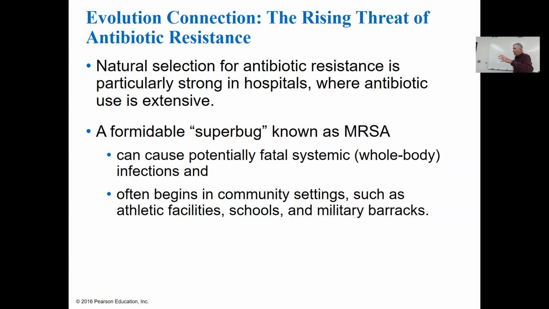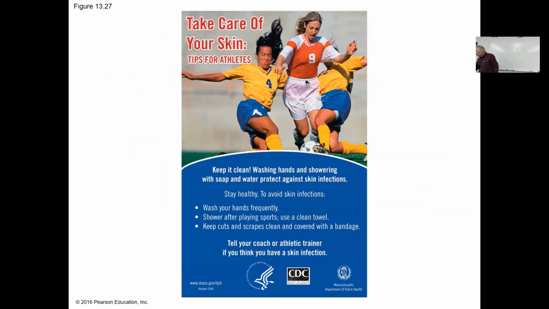Okay, so this is particularly strong in hospitals, where antibiotic use is extensive. A formidable superbug known as MRSA can cause potentially fatal systemic infections, and often begins in community settings such as athletic facilities, schools, and military barracks. And it's really resistant to antibiotics. In fact, I think it's an acronym for methicillin-resistant Staphylococcus aureus. It's a very common bacterium, and this is one that's resistant to a lot of antibiotics. So it's really hard to get rid of if you get it.